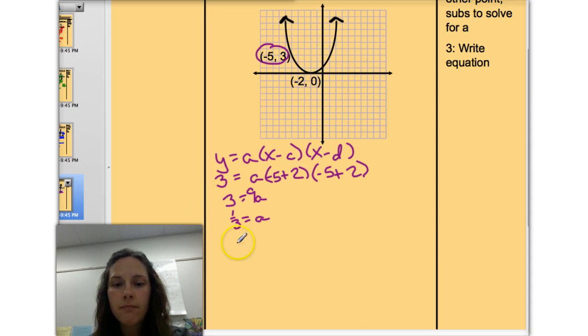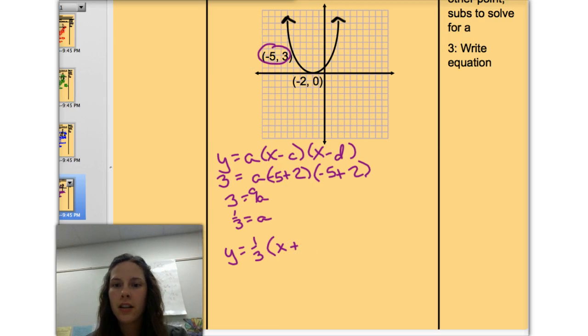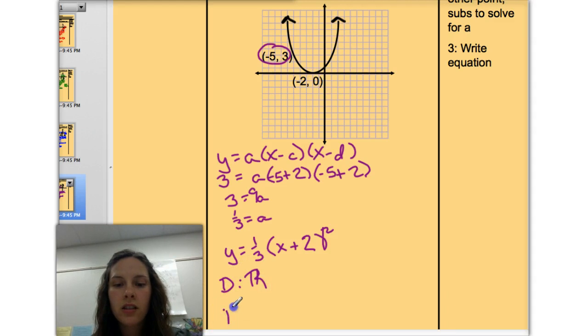Our graph opens up. Writing our equation, we get y equals 1/3 times the quantity, and I'm going to go ahead and simplify this to vertex form. Sorry, that should be a 2. All right, so quantity 2 squared. Oops. All right, domain. Quadratic function, domain is all real numbers. Range has to do with the y-coordinate of our vertex. Our graph opens up, so y is greater than or equal to, and the y-coordinate of our vertex was 0.